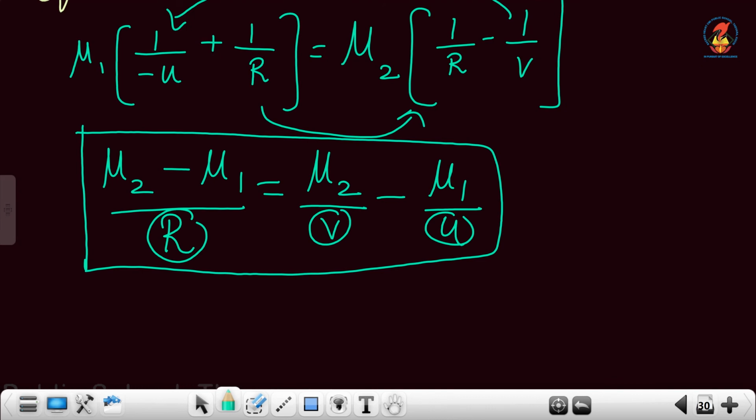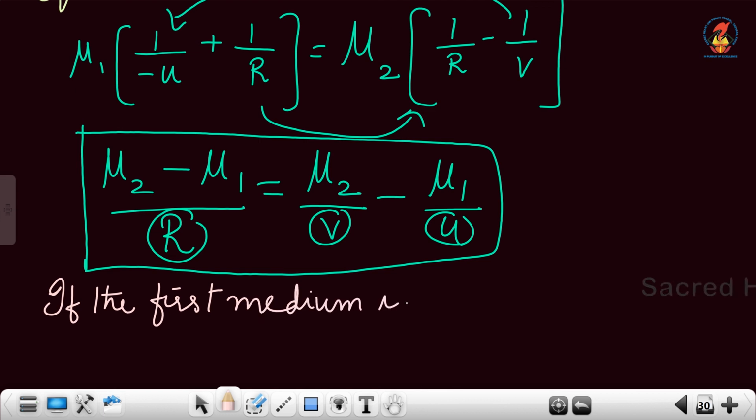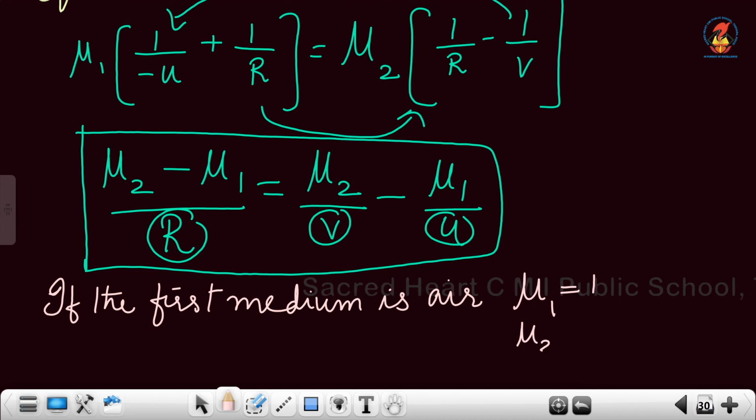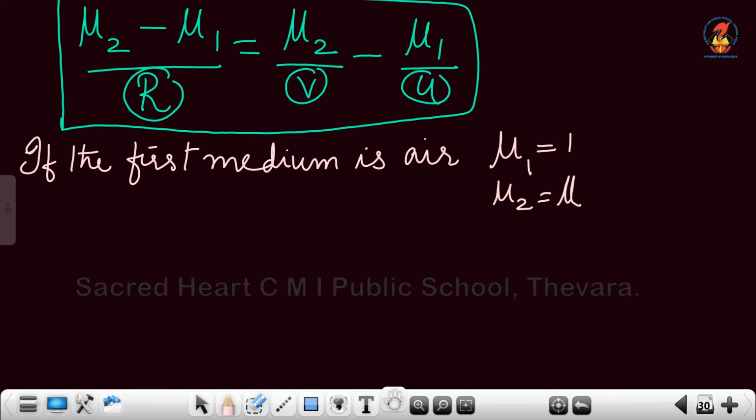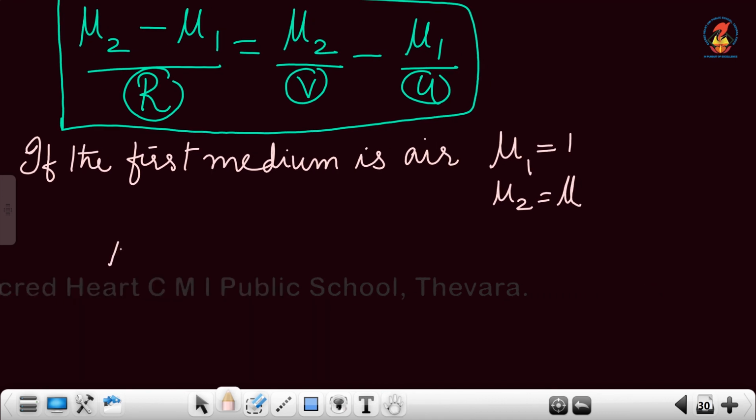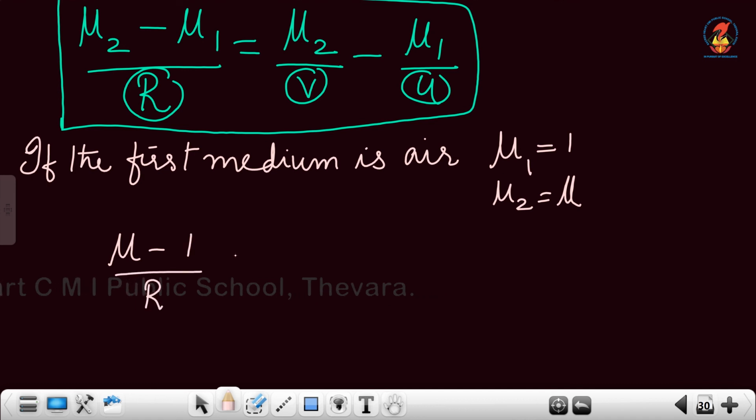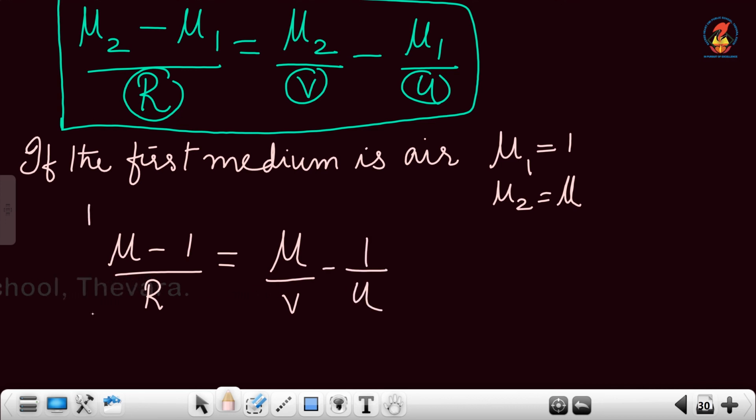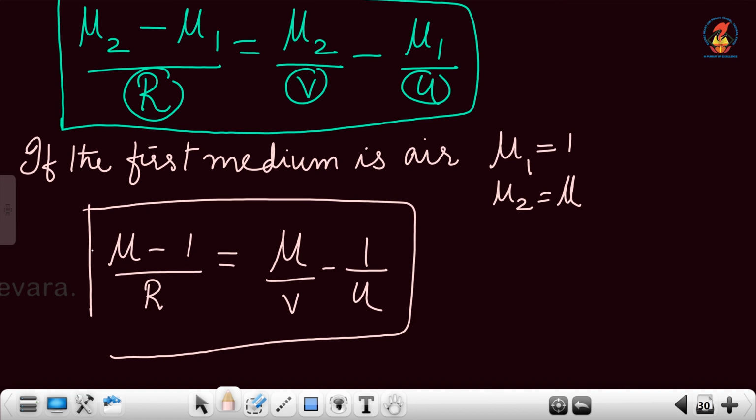Now one special condition is there. If suppose the first medium, that is a rarer medium, is air, then the value of refractive index for air is 1. So mu1 is equal to 1 and we can write mu2 as mu. So the above equation can be written as mu minus 1 by R is equal to mu by V minus 1 by U. This is a special condition if the rarer medium is air.